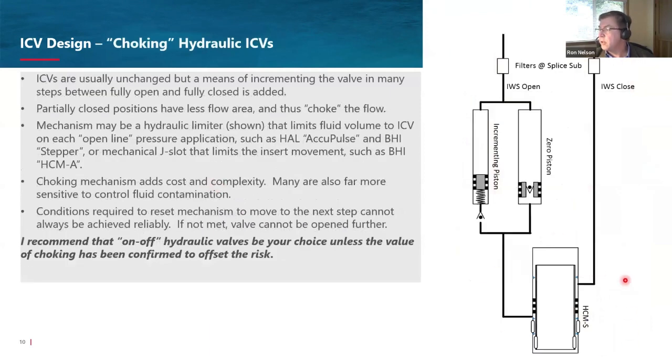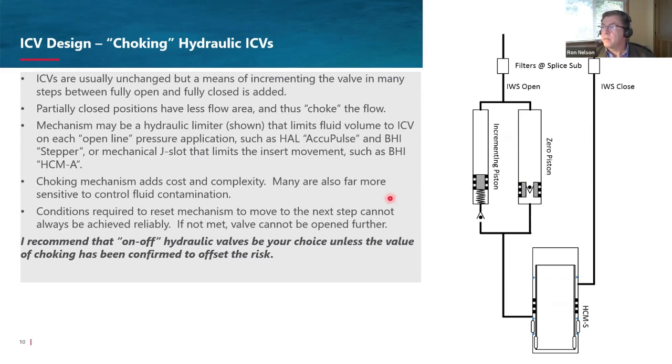And I apologize, this drawing here is supposed to be the same valve, even though it's drawn differently. This valve is unchanged. What we can do is have a hydraulic limiter, which is what we have here, which limits the amount of fluid that goes to the ICV on every step, or you can do it with a mechanical system, like a lug system inside the valve. What this basically does is, rather than the valve fully opening when you apply pressure from your control system, it'll open in very small increments. And because the flow area is less than full open, there's therefore more pressure drop across the valve, and it chokes the flow across the valve.